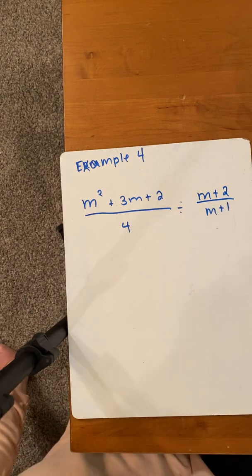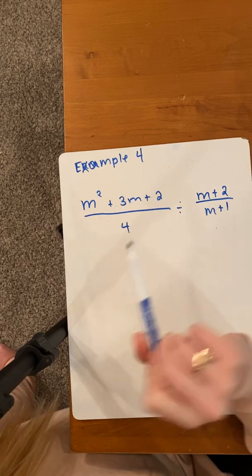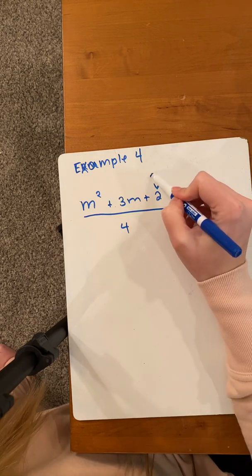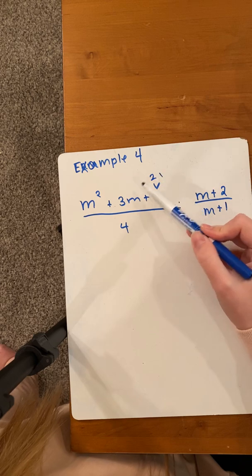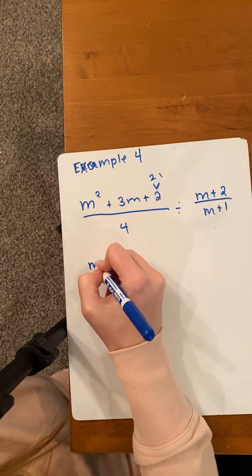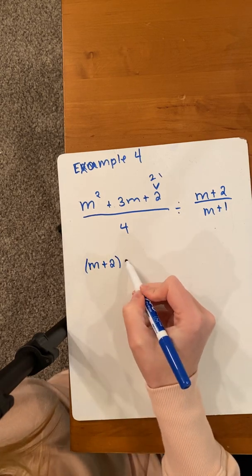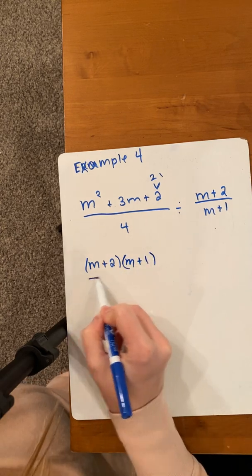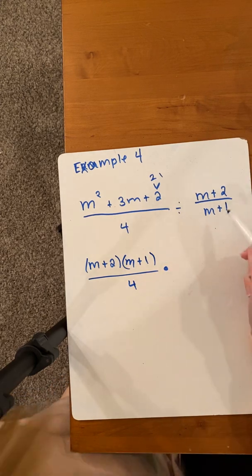Because we have a polynomial, we know we have to factor it. 3 is positive, 2 is positive, so both of my factors are positive. 2 is easy, my only factors of 2 are 2 and 1. 2 times 1 is positive 2, 2 plus 1 is positive 3. So this is going to factor as m plus 2 times m plus 1, all over 4. And because it's division, I need to multiply by my reciprocal.